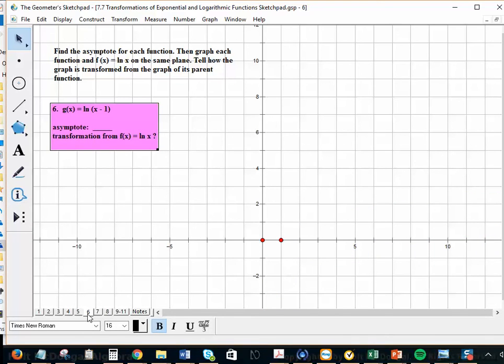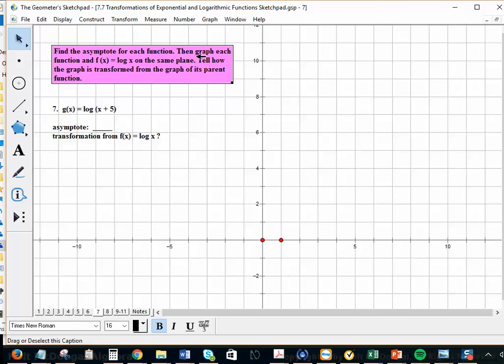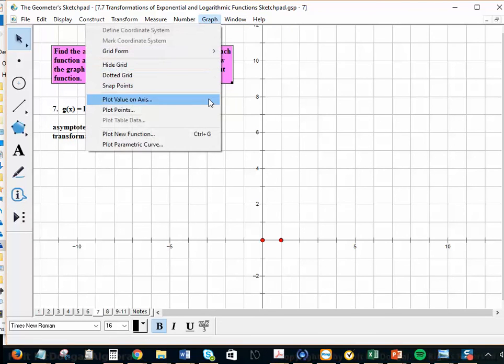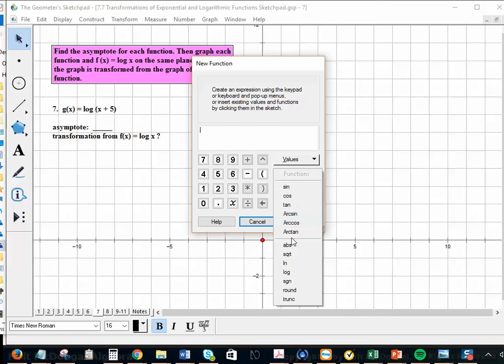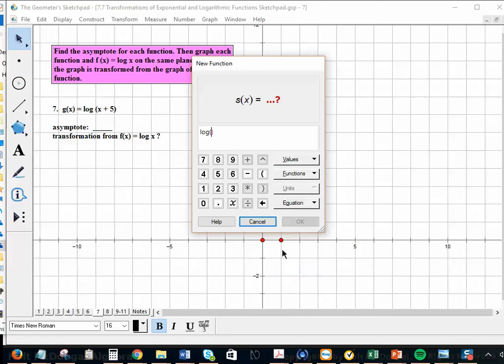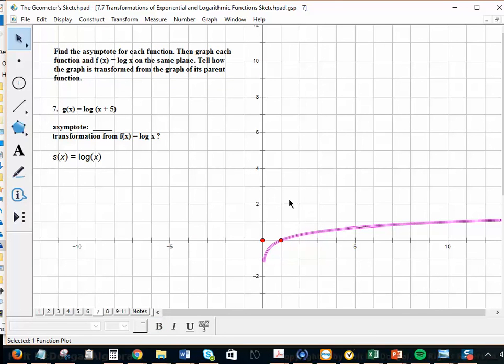Number 6, again, is very similar to the last one. The log function, when you graph this, the parent function will be log of x. And that also can be found in the functions box. There's log of x. This is the parent function. And you'll see that this one too, the asymptote is not going to be a y equals asymptote, it's going to be an x equals asymptote. This one has an asymptote of x equals 0.